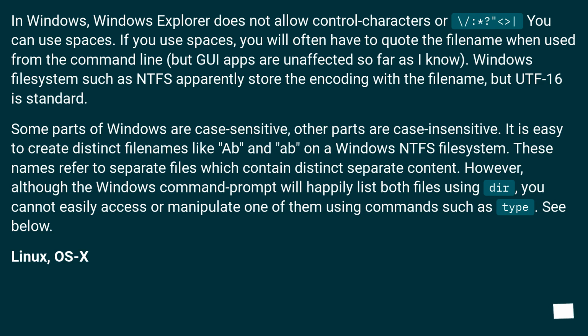Windows file systems such as NTFS apparently store the encoding with the file name, but UTF-16 is standard. Some parts of Windows are case-sensitive, other parts are case-insensitive. It is easy to create distinct file names like AB and ab on a Windows NTFS file system. These names refer to separate files which contain distinct content. However, although the Windows command prompt will happily list both files using dir, you cannot easily access or manipulate one of them using commands such as type.